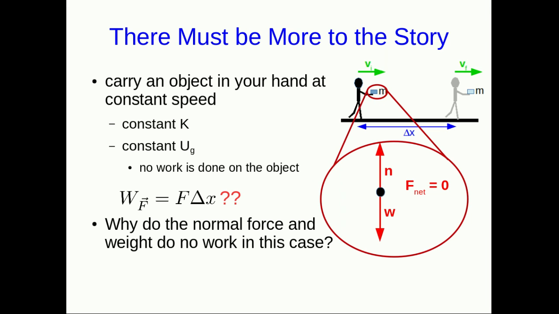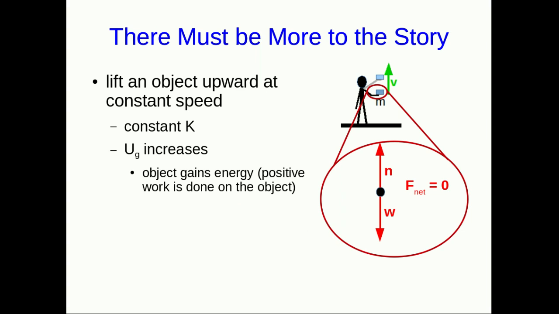Why is it that in the one case the normal force and the weight do no work, apparently, because no transformation of energy is taking place, whereas in this case clearly some force is doing work because this object is increasing its gravitational potential energy?